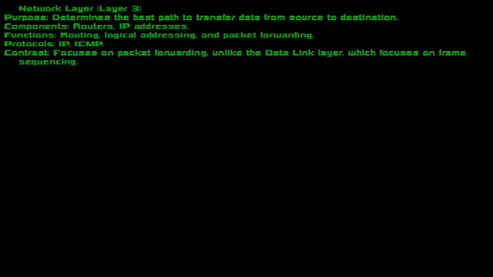Network layer, Layer 3. Purpose: determines the best path to transfer data from source to destination. Components: routers, IP addresses. Functions: routing, logical addressing, and packet forwarding. Protocols: IP, ICMP. Contrast: focuses on packet forwarding, unlike the data link layer, which focuses on frame sequencing.